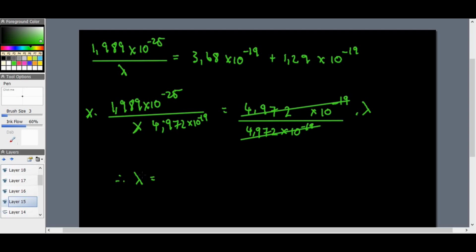I'll have 1,989 times 10 to the power of negative 25 all over that answer. And we should end up with 4,000. So that's basically just 4 times 10 to the negative 7, and lambda wavelength is measured in meters. And that's our final answer for 10.2.